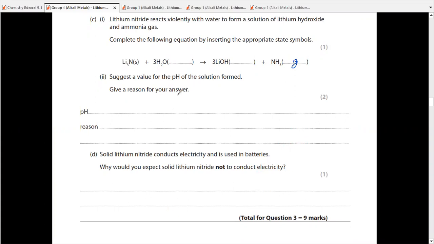What would be the states for H2O and LiOH? Sir, for the first one, it's liquid because it's water, right? And after that, I think it's aqueous. Aqueous, because the group 1 compounds, most of them are soluble. Okay. So, part 2.